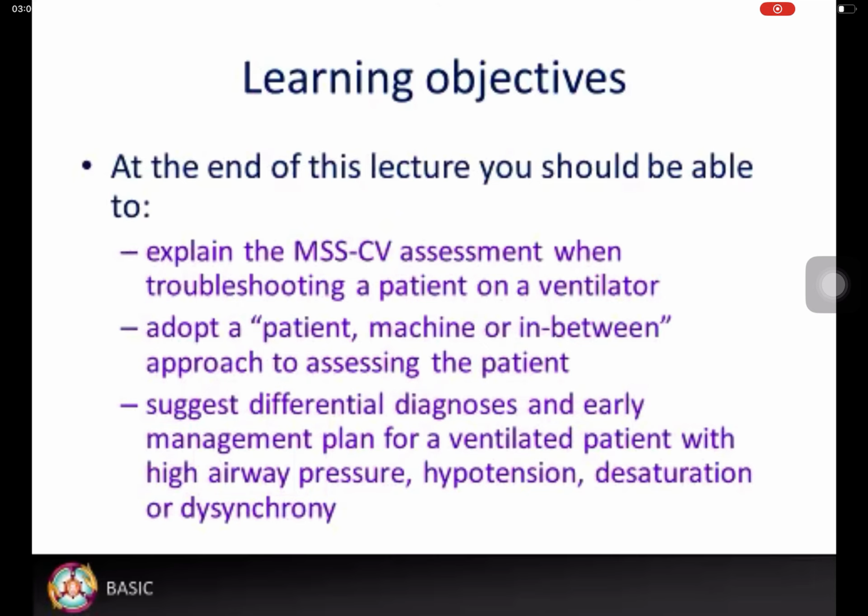At the end of this lecture, you should be able to explain the MSSCV assessment when troubleshooting a patient on a ventilator, adopt a patient, machine, or in-between approach to assessing the patient, suggest differential diagnoses and an early management plan for a ventilated patient with high airway pressure, hypotension, desaturation, or dysynchrony.